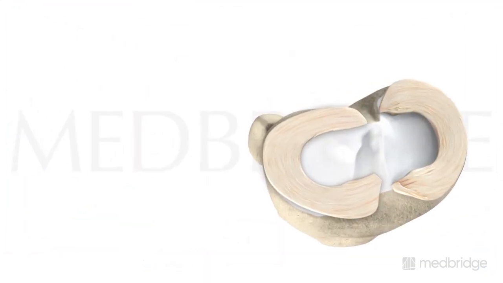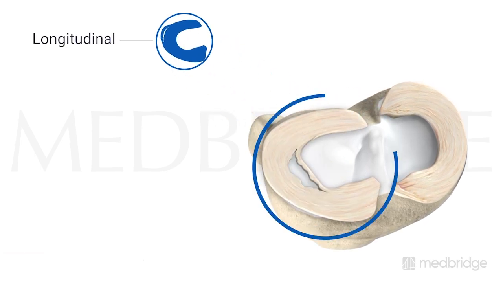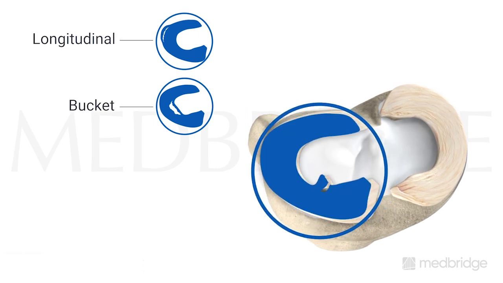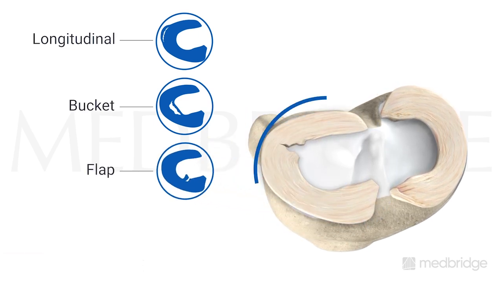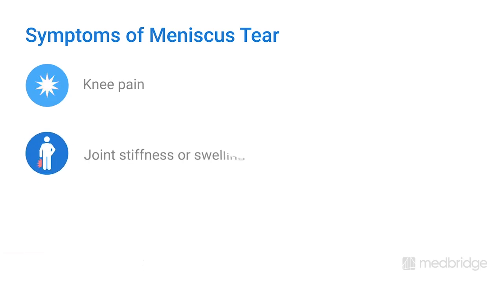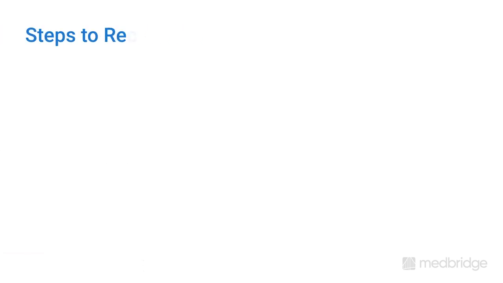Common ways in which the meniscus can tear include a longitudinal tear, a bucket handle, a flap tear, and a radial tear. A meniscal tear can lead to knee pain, joint stiffness, or swelling, and a buckling or locking of the knee that prevents full motion. Surgery may repair the meniscus by removing a torn flap or by stitching together a tear.